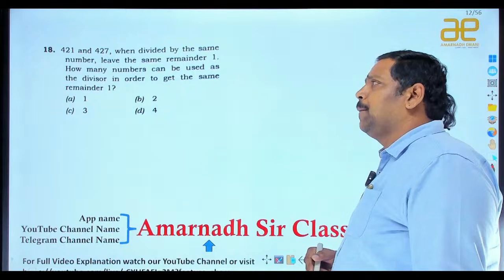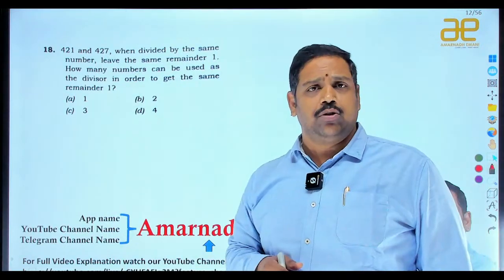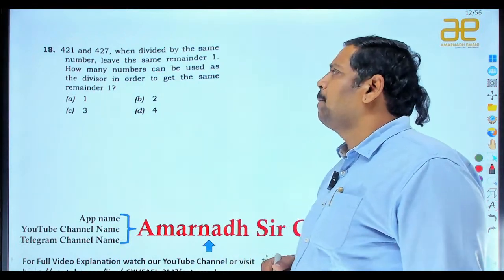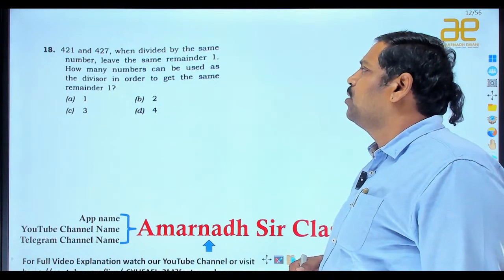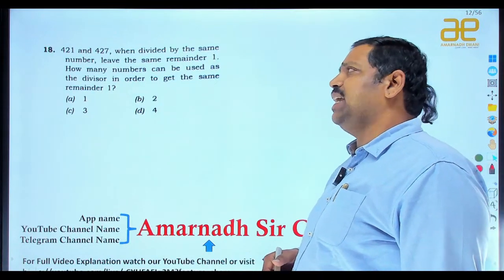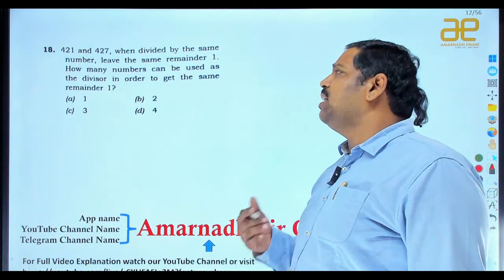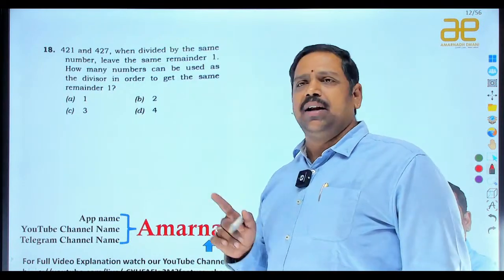Let's see the next one. Yeah, this type of question was already given in 2023 also. Of course, that time also I discussed with you. Let us see what he said. 421 and 427, when divided by the same number, leave the same remainder 1. How many numbers can be used as the divisor in order to get the same remainder 1?